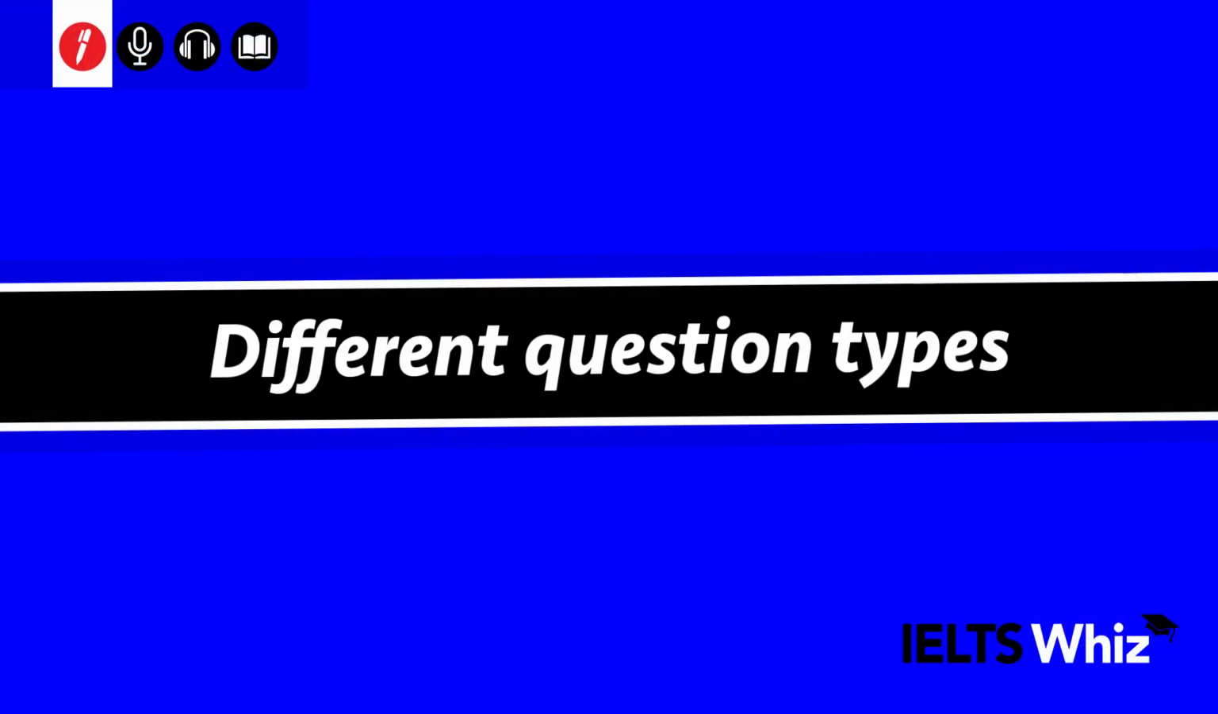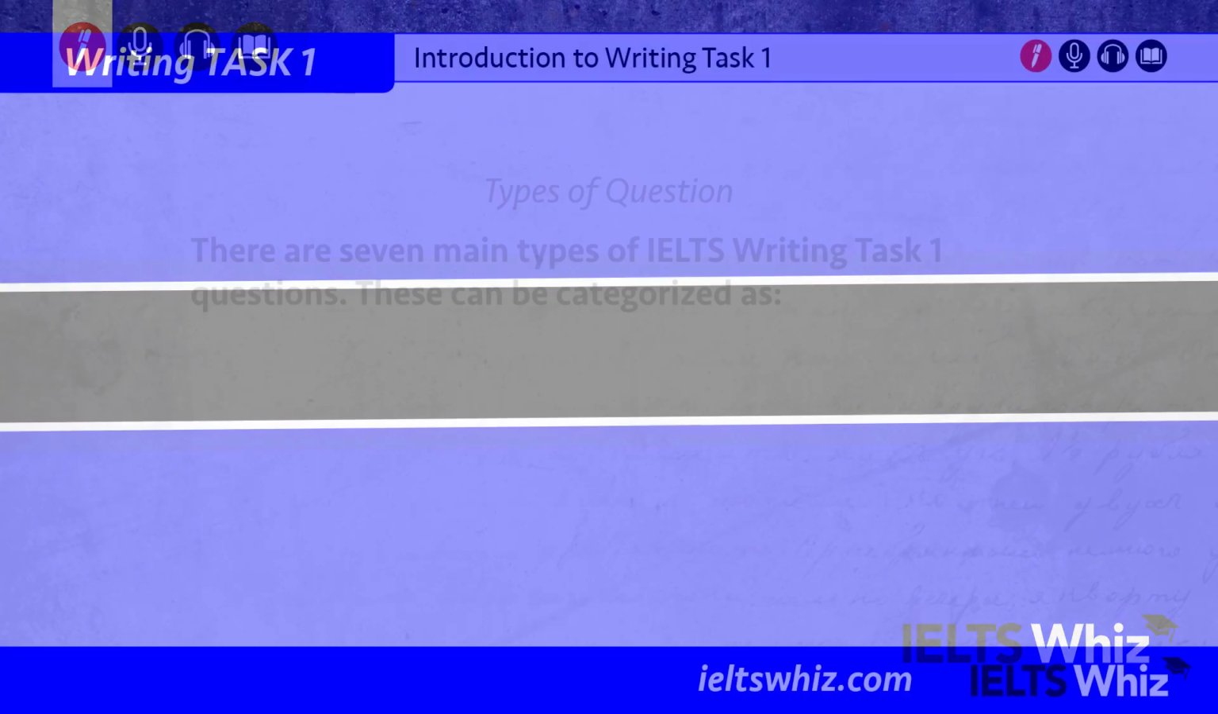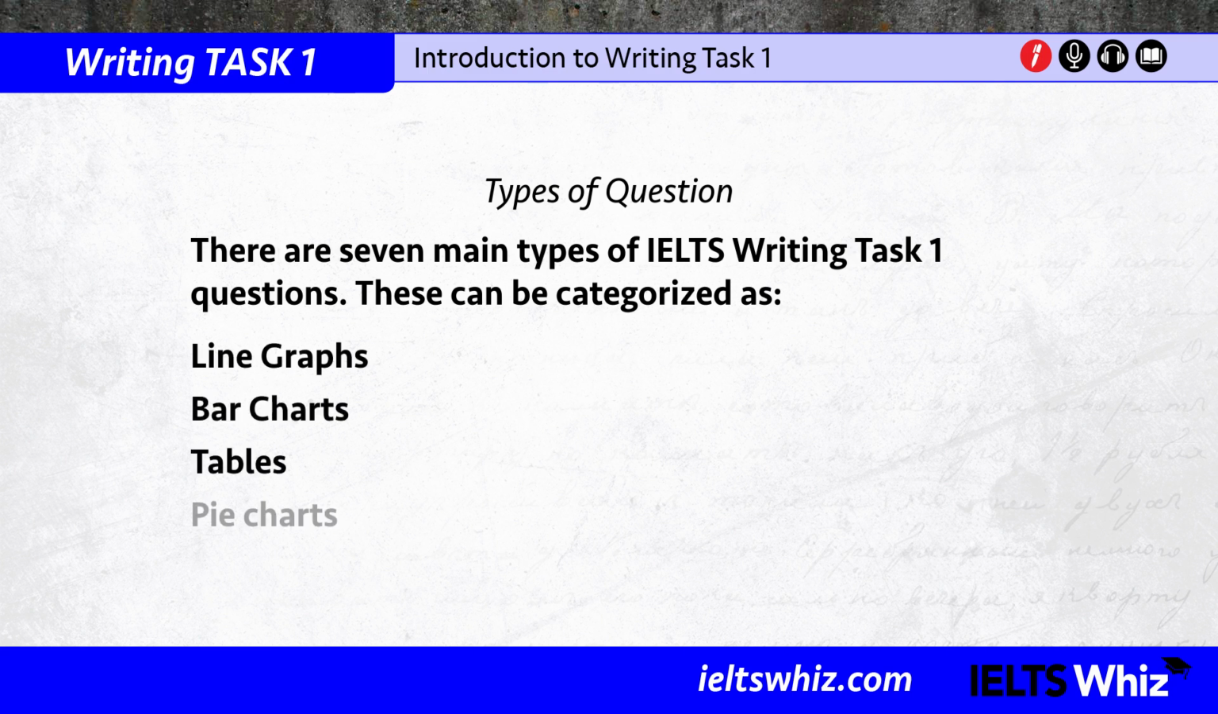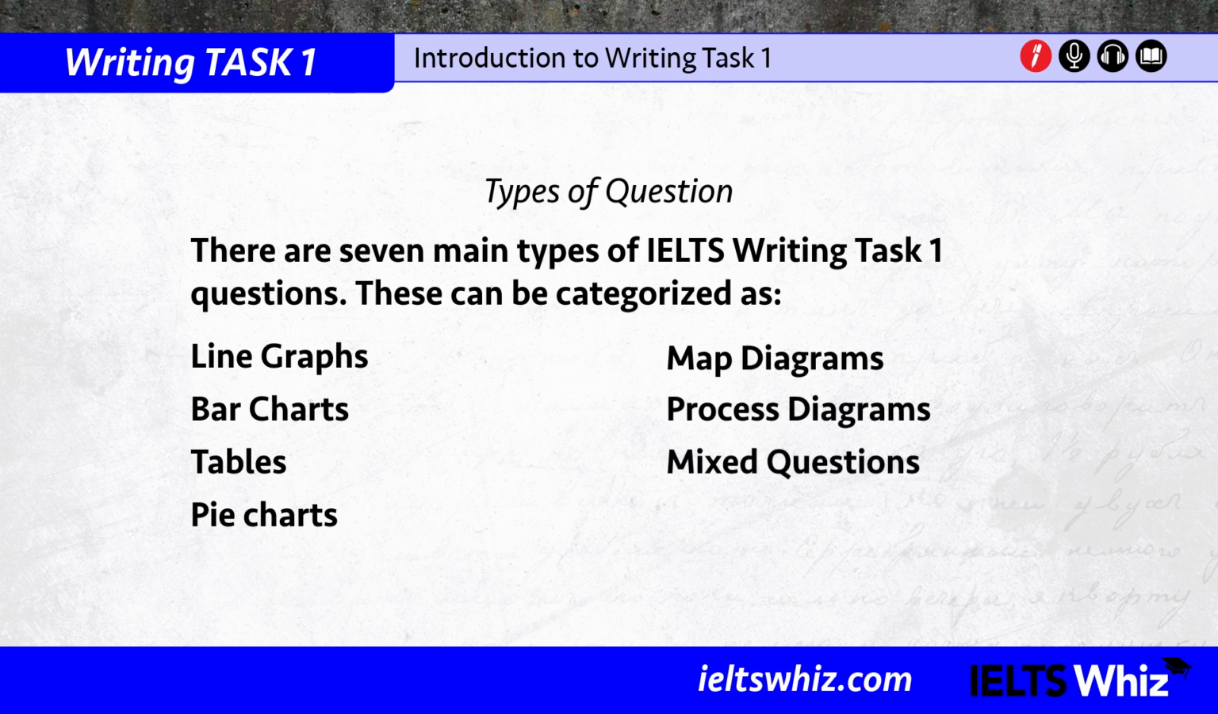Now let's look at the different types of questions you might get for writing task 1. There are 7 main types of IELTS writing task 1 questions. These can be categorized as line graphs, bar charts, tables, pie charts, map diagrams, process diagrams, and mixed questions.